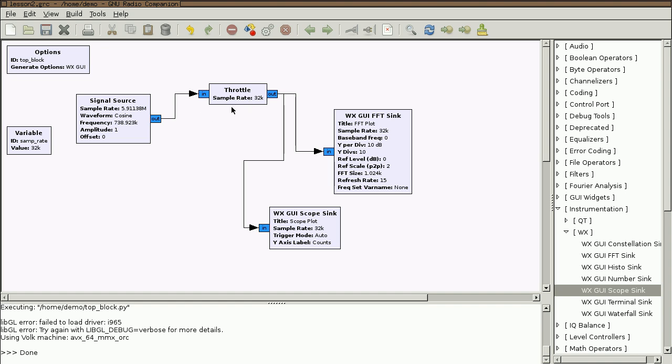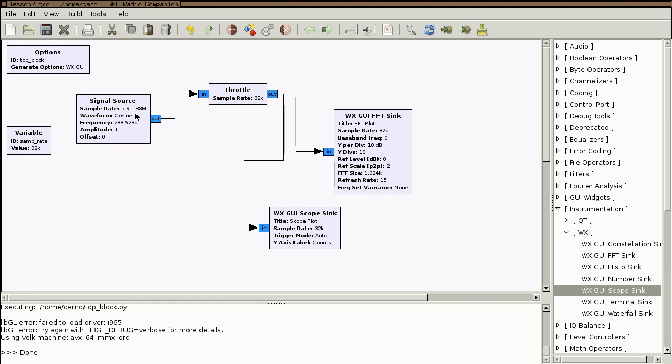And the way that it implements that is by taking some input samples and only handing those same input samples to its output, but it only doles them out at a rate equal to this real-time rate of 32,000 per second.